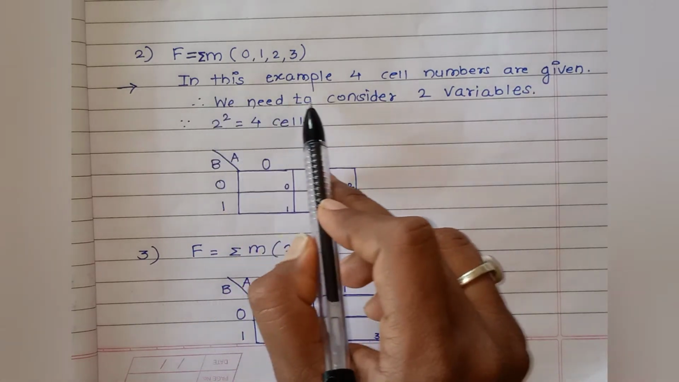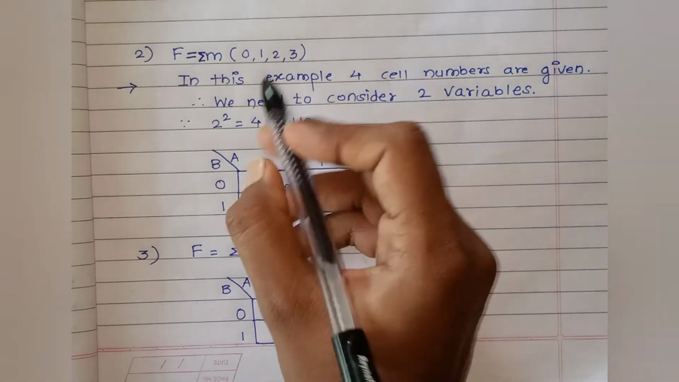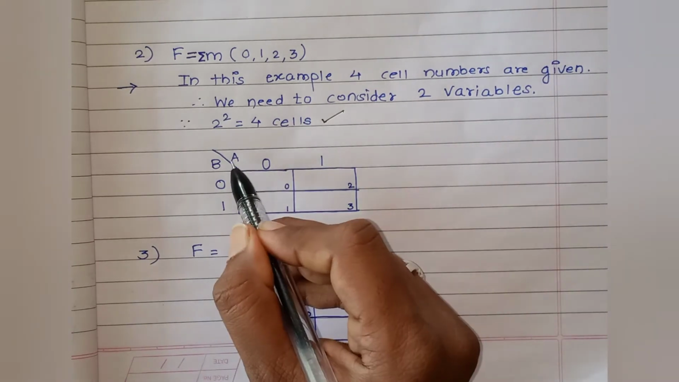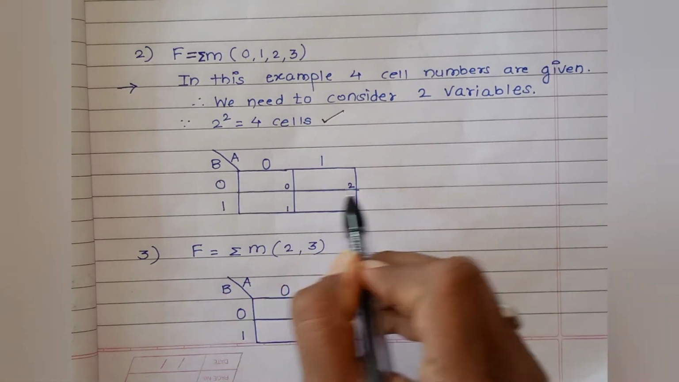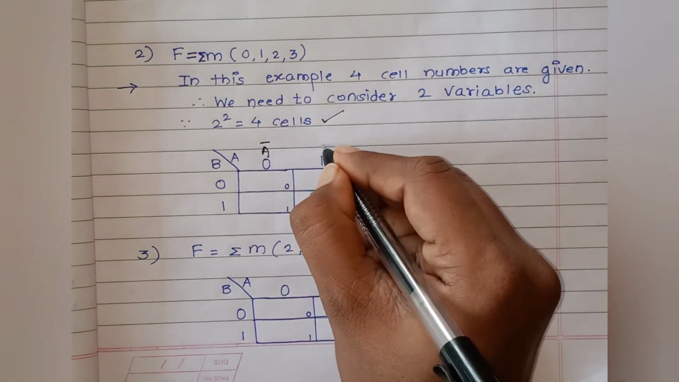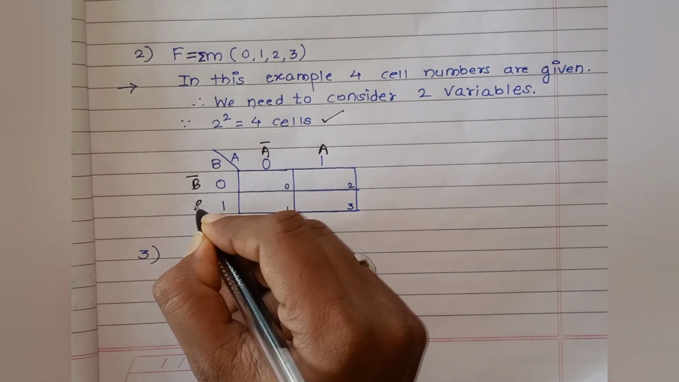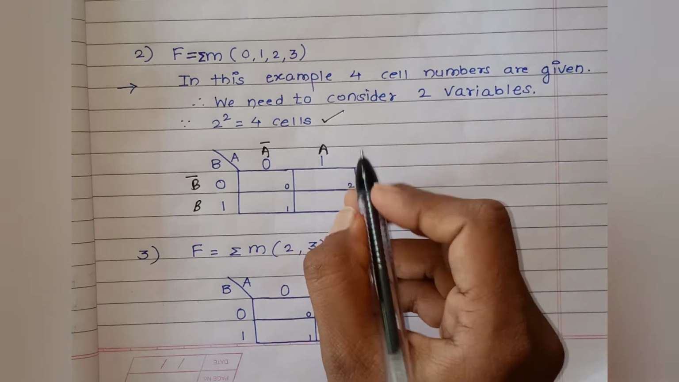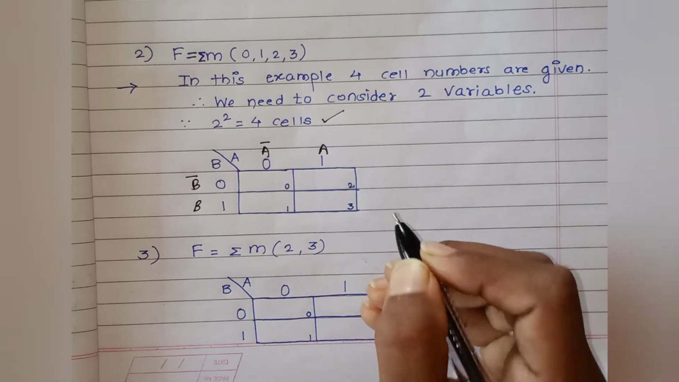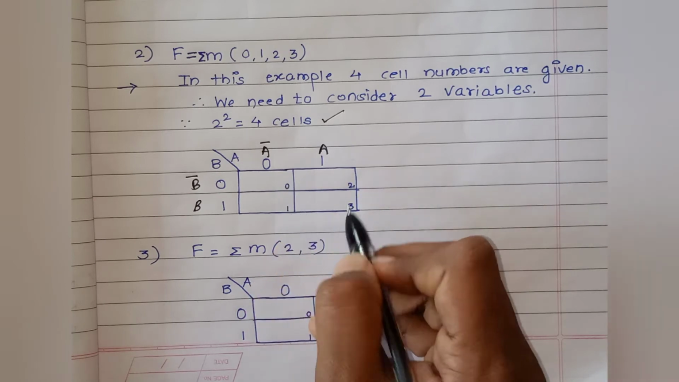So what we have done in this example, 4 cell numbers are given, so we need to consider two variables. That means 2 raised to 2 is equal to 4, and hence we are going to consider the two variables as A and B. Then I have drawn these cells, given the input as 0 1. 0 means A bar, 1 means A, 0 means B bar, 1 means B. Then we know how to give the numbers to the cells, 0 1 2 3. Likewise we need to give the cell numbers to this, okay.